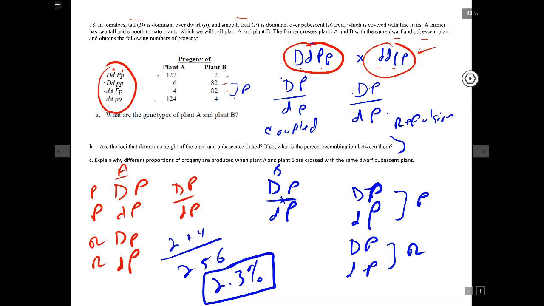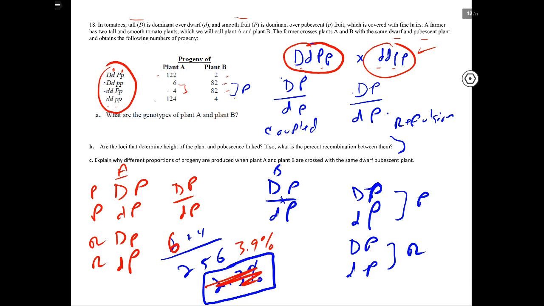These guys, we've got, oops, no, this was 6 plus 4. So this guy was 6 plus 4, and then we add all those up. So it's not going to be that much different, but we'll see what it is. 122 plus 124 plus 6 plus 4. So that's still 256. But now we've got 10 divided by 256. That's 3.9%. Oh yeah, that's kind of a lot. So that was 3.9%. Kind of coincidental that the other cross also had 3.9%.